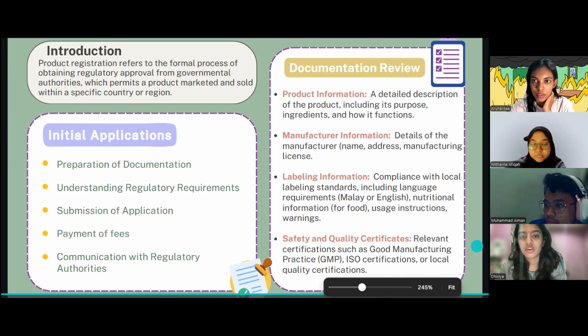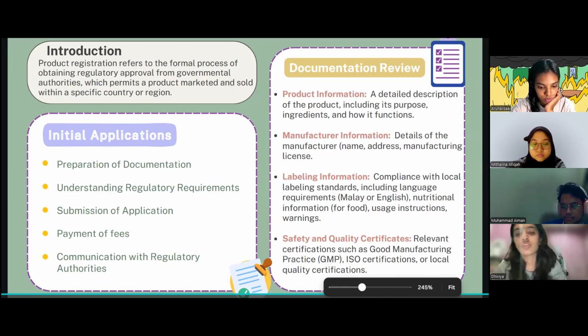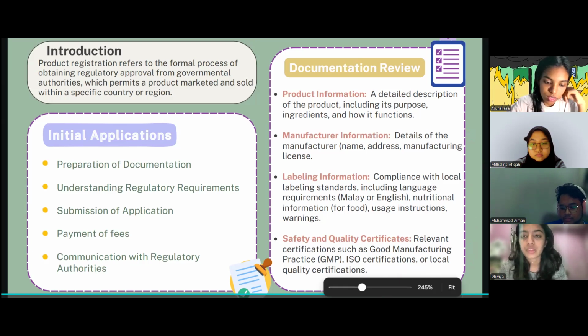Okay, my part will be on documentation review. As you can see, for documentation review, we have a few components. Firstly will be product information, manufacturer information, labeling information, and also safety and quality certificates. Starting off with product information, which will include a detailed description of the product, including its purpose, as well as its ingredients and how it functions for the consumer.